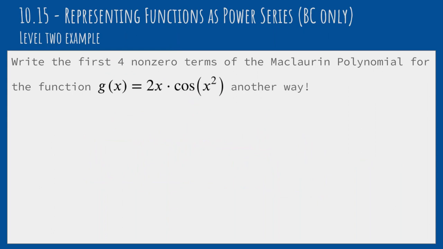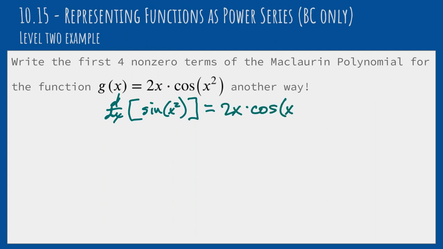Now, I want to do this another way. The other way I'm going to do this, I recognize here, and this is something that I wouldn't necessarily expect you to recognize, but 2x times the cosine of x squared is the derivative of the sine of x squared. So thinking about using the chain rule, the derivative of sine is cosine. We keep the x squared inside. And then with the chain rule, we multiply by the derivative of x squared, which is 2x. So this is going to be 2x times cosine of x squared.